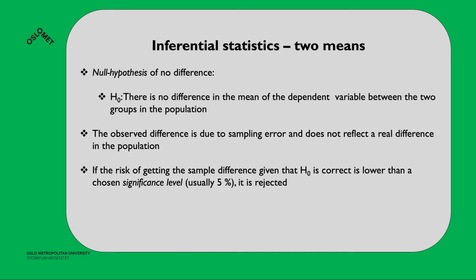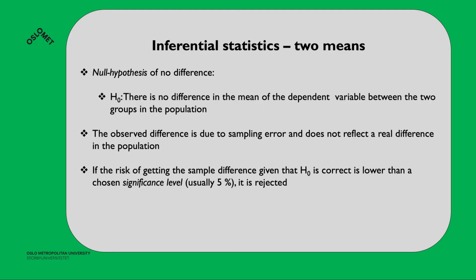So inferential statistics for two means: we start out by defining a null hypothesis of no difference. There's no difference in the means on the dependent variable between the two groups in the population. The observed difference is due to sampling error and does not reflect the difference in the population. So if the null hypothesis is true, we think that the difference we have found between males and females is due to sampling error and is not reflecting a true or a real difference in the population.